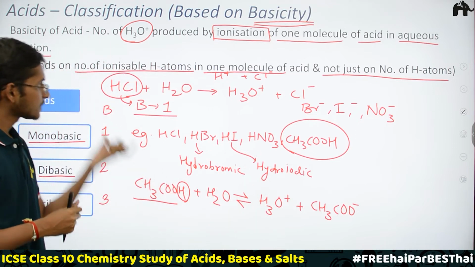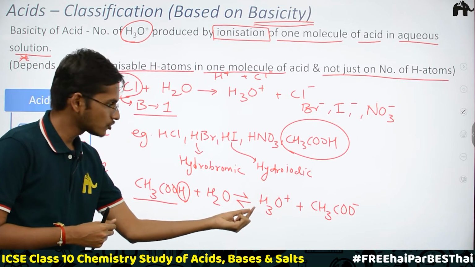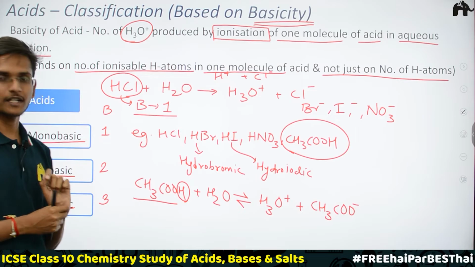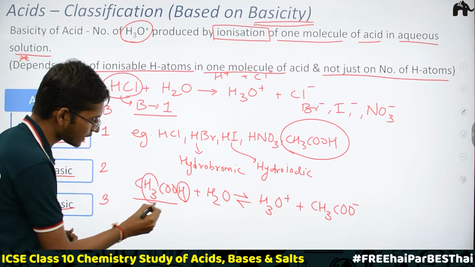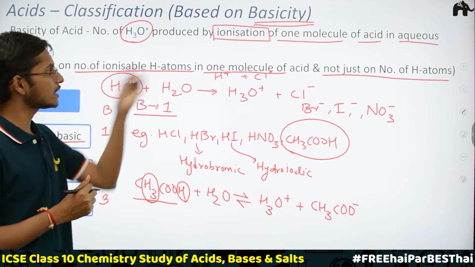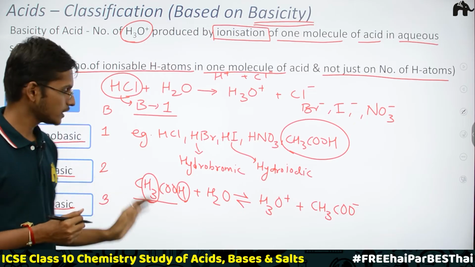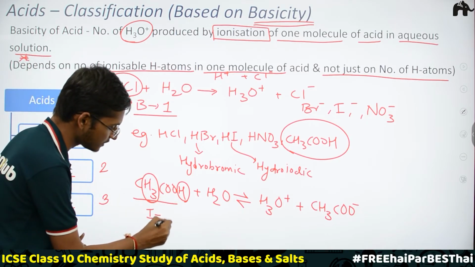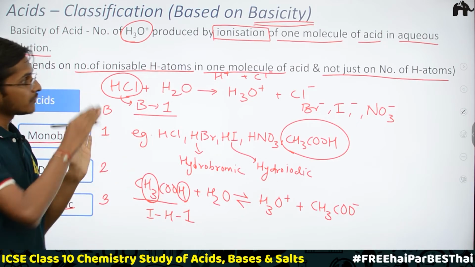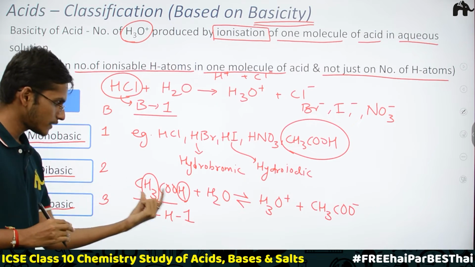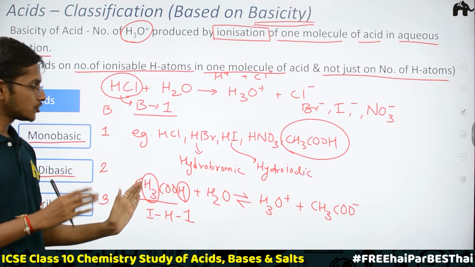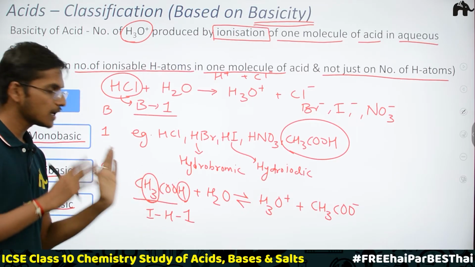So this means that one hydronium ion is formed, so basicity is 1. Here basicity depends on the number of ionizable hydrogen atoms, not on the total number of hydrogen atoms. You're getting the point? That's why basicity depends on the number of ionizable hydrogen atoms in one molecule of an acid. Here, the ionizable hydrogen atom is 1, so it is only forming one hydronium ion and therefore basicity is 1. Here the number of hydrogen atoms is actually 4, but the hydronium ions formed is only 1, so it is not depending on the total number of hydrogen atoms.